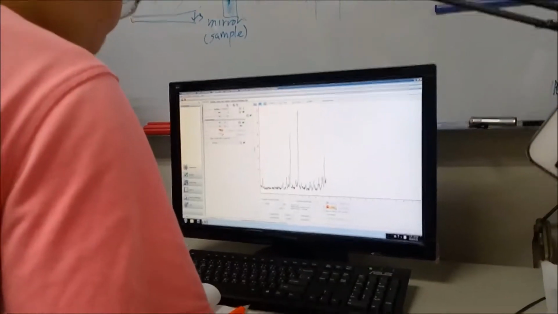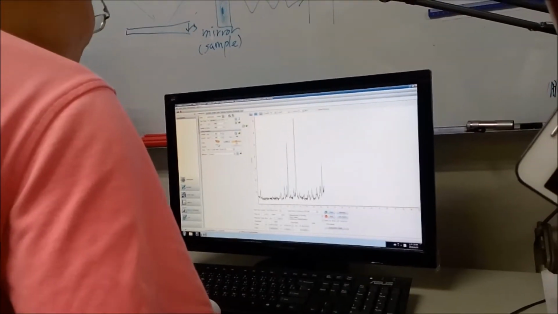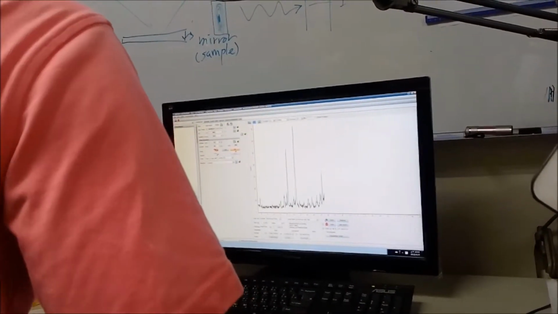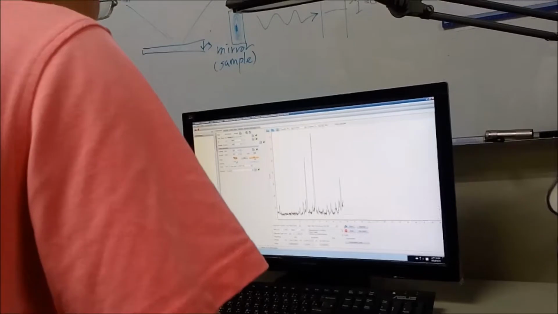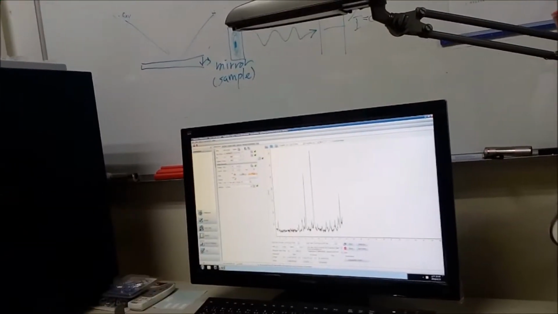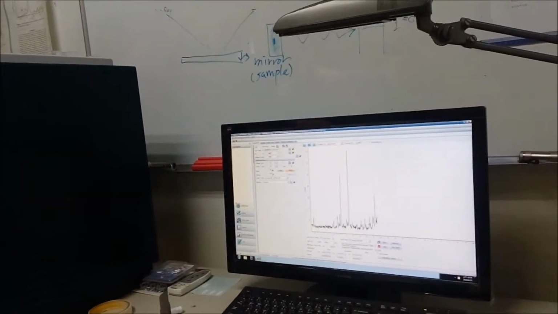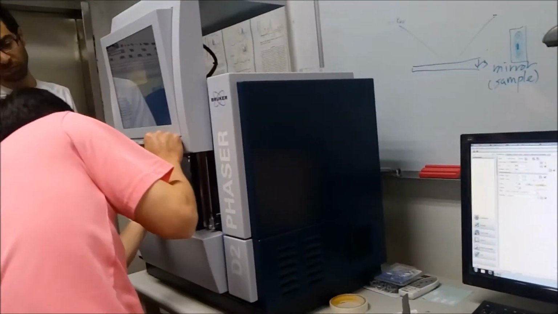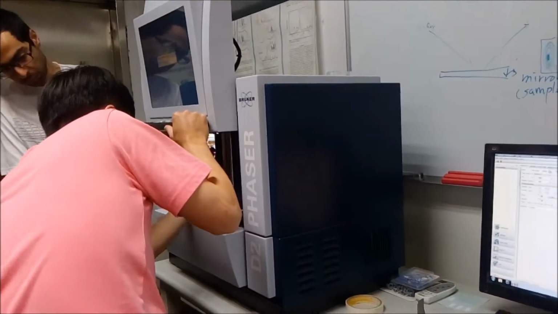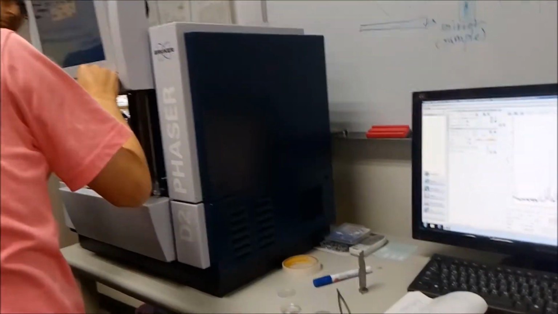Let me stop it. And I will show what the components are in this mechanism. So this is our sample, just like this. This is our sample, powder.